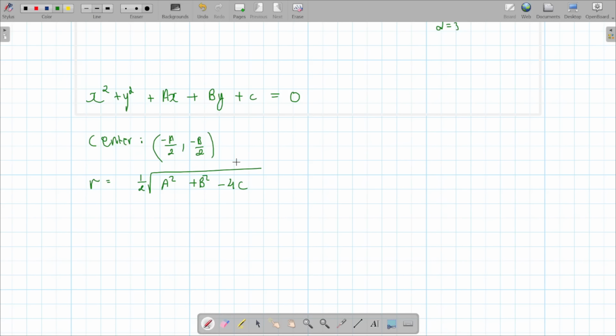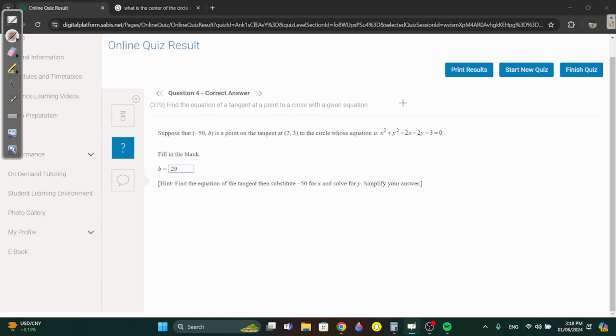This is the formula for the radius. So sometimes they're going to give you the equation of a circle like this. In this case they gave it to us like this. This is what we call standard form. Let me write it: x squared plus y squared plus ax plus by plus c equals 0.